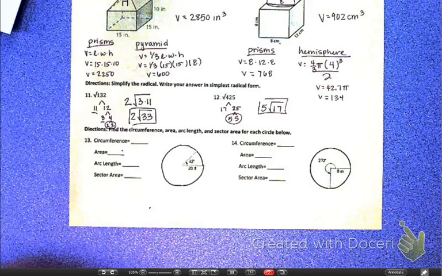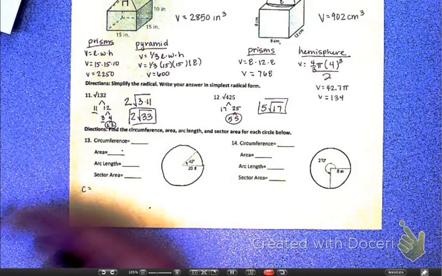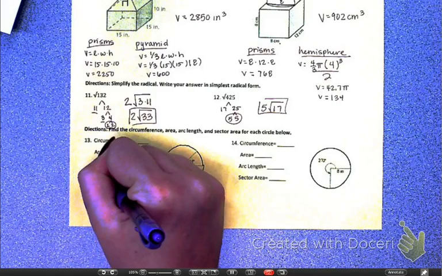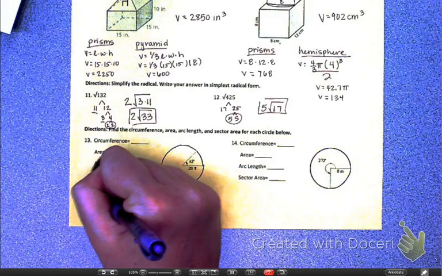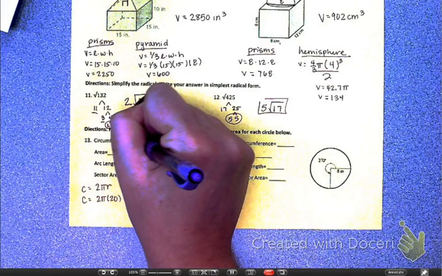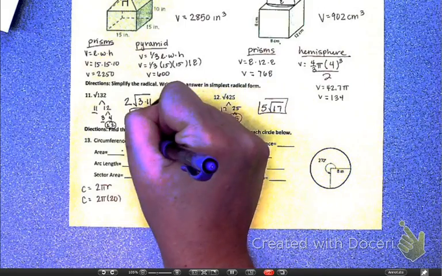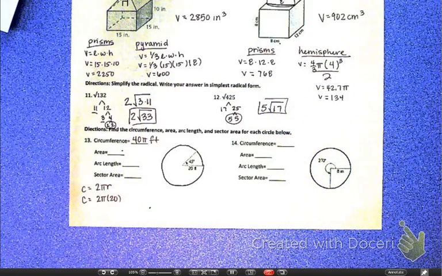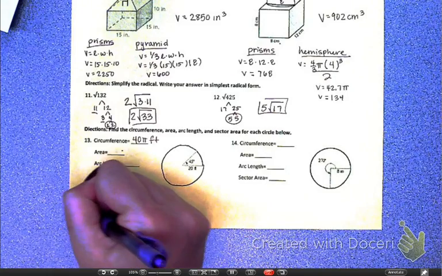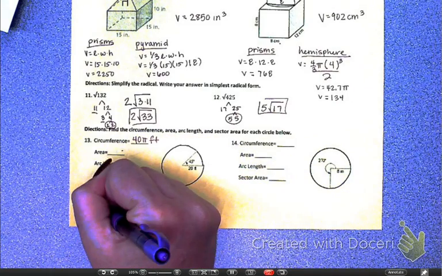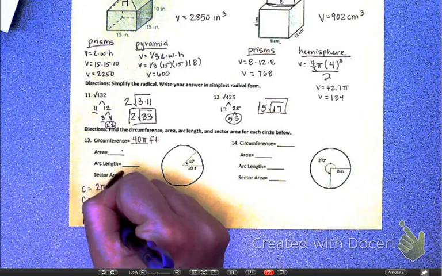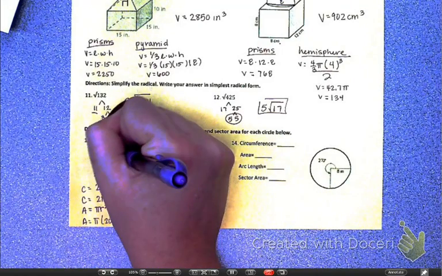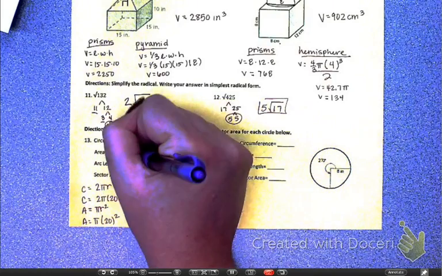All right, circumference. What's my formula for circumference? 2 pi r. And my radius for number 13 is 20. So 2 times pi times 20 is 40 pi feet. Area of a circle, which we should be really good at, is pi r squared. And my radius is still 20. 20 squared is 400 pi feet squared.